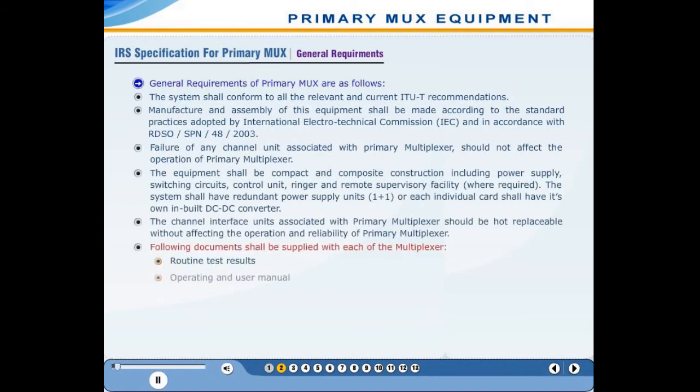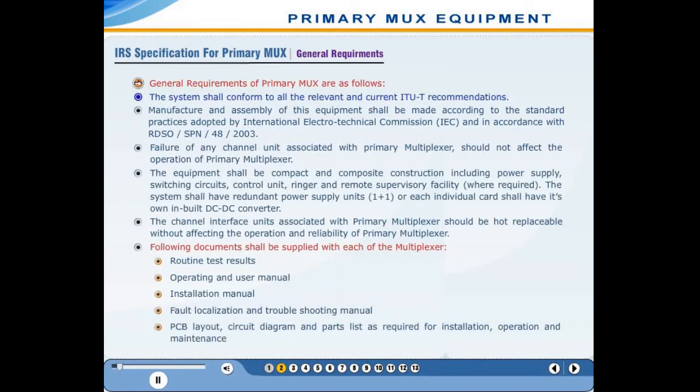General requirements of primary MUX are: the system shall conform to all the relevant and current ITU-T recommendations. Manufacture and assembly of this equipment shall be made according to the standard practices adopted by International Electrotechnical Commission and in accordance with RDSO Specification 48 of 2003. Failure of any channel unit associated with primary multiplexer should not affect the operation of primary multiplexer.